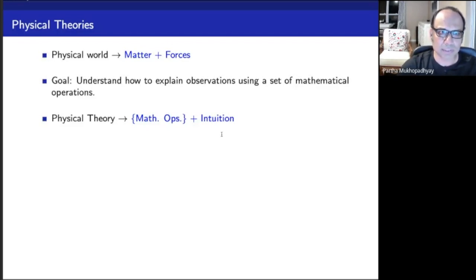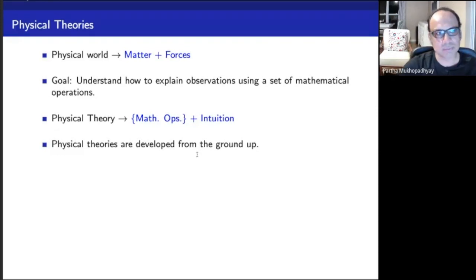And this intuition is very important because the way it works is that we develop physical theories from the ground up, which means we make some simple observations, try to come up with a simple mathematical model to explain that, and then we expand our horizon and include more and more complicated observations and make our physical theories more and more complicated as well. This is a process of generalization, and in this process, the intuition of how the mathematical operations are related to the physical system plays a crucial role. So it is very important.